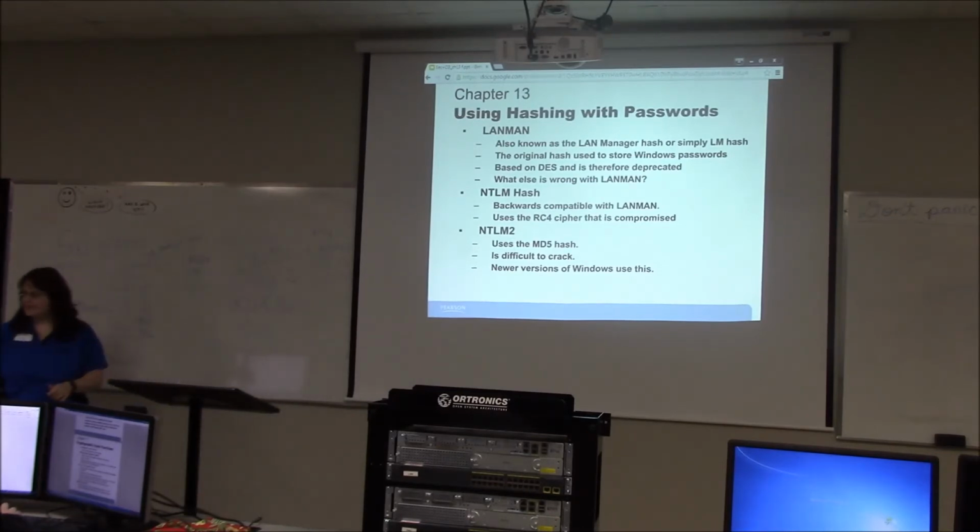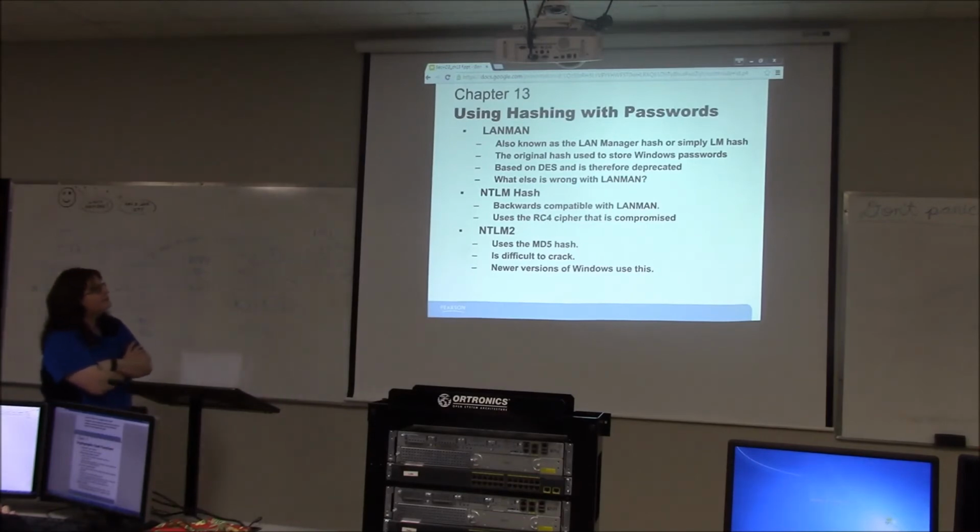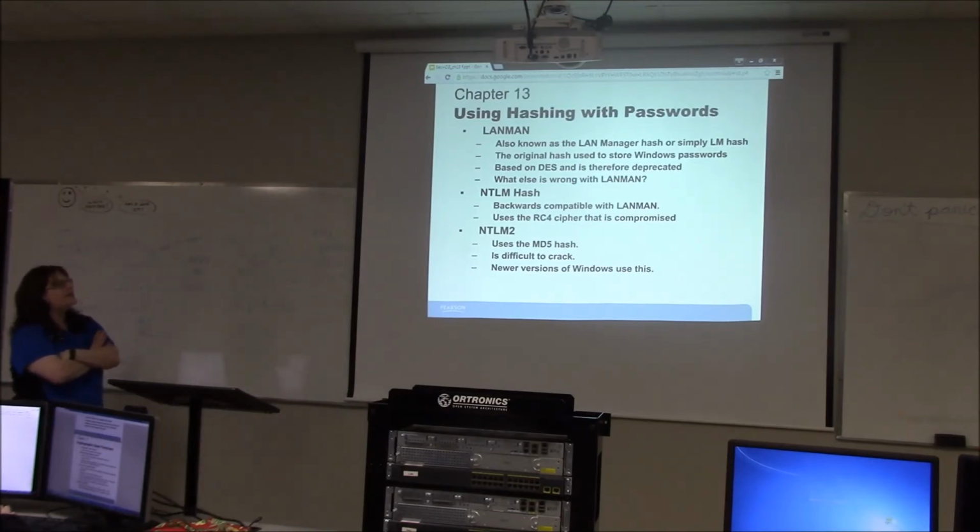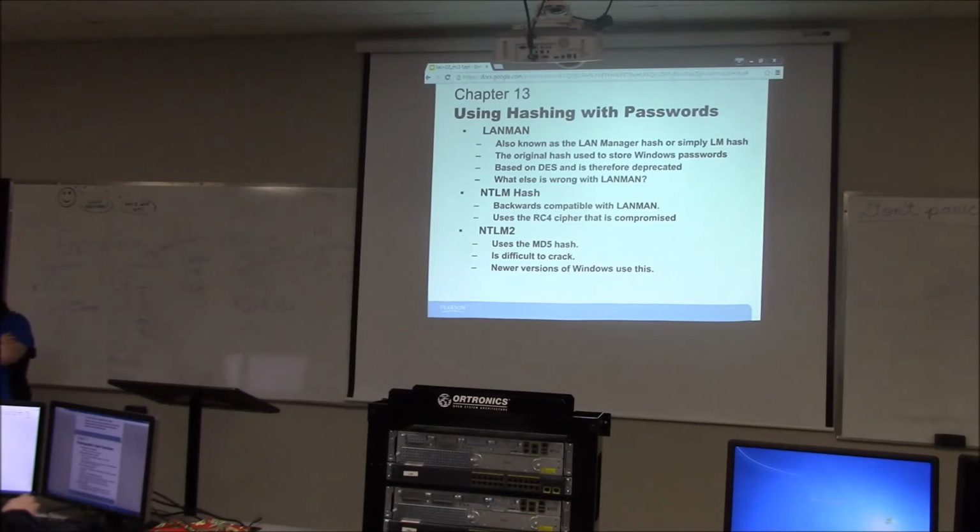Okay, so the LANMAN hash was used in really primitive versions of Windows, I think up to XP. Then when we got to Vista, we started into the NTLM hash.